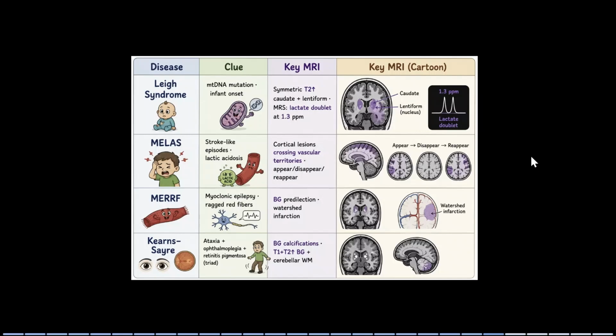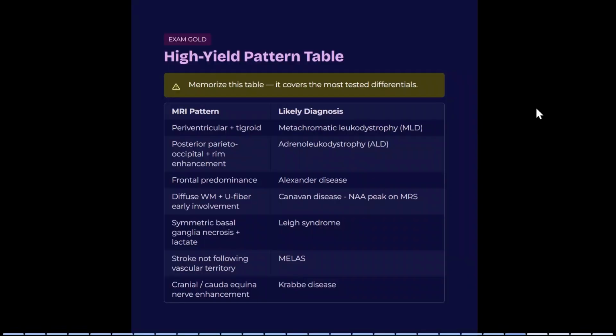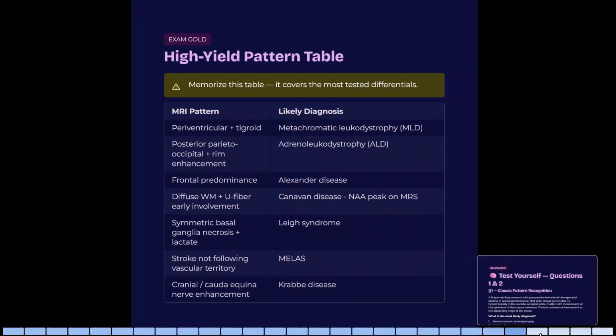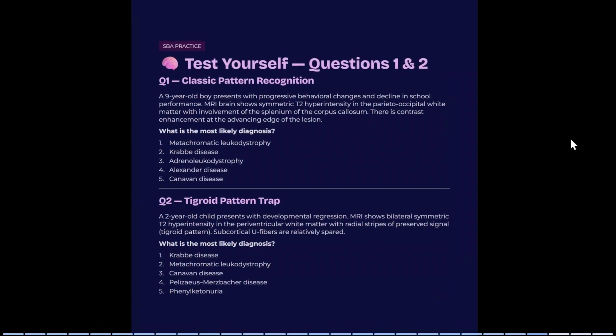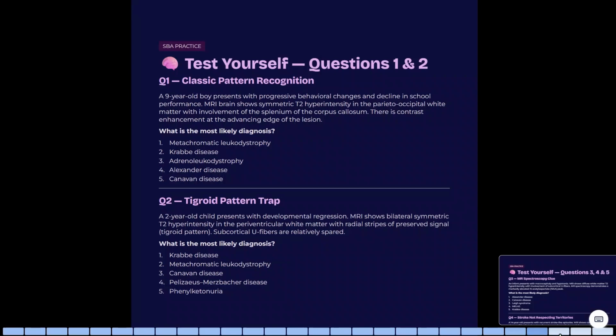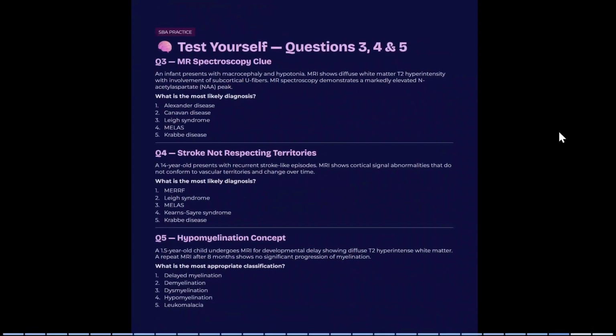So this is all about mitochondrial diseases, and now there is a high-yield pattern table to summarize all the diseases that we just discussed. Just have a quick look at it, and then I have included these questions that I highly recommend that you try to solve. These are very high yield and very similar to the questions that come up in the exam. So have a look at these.